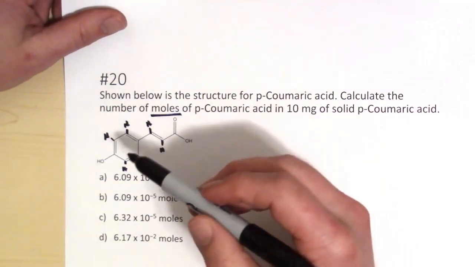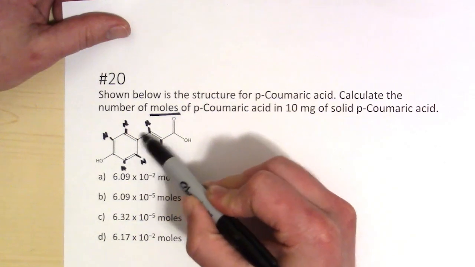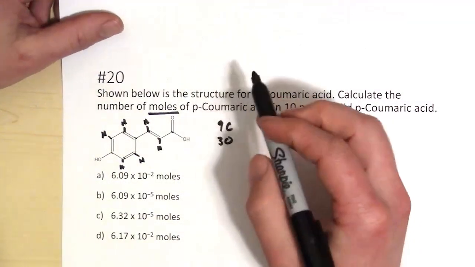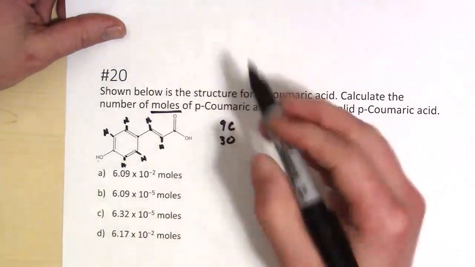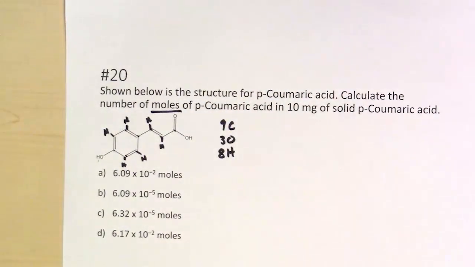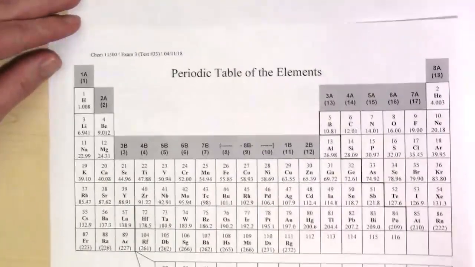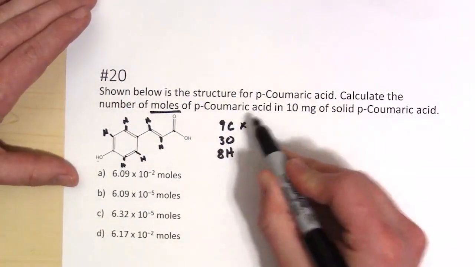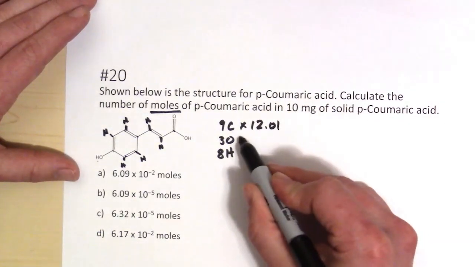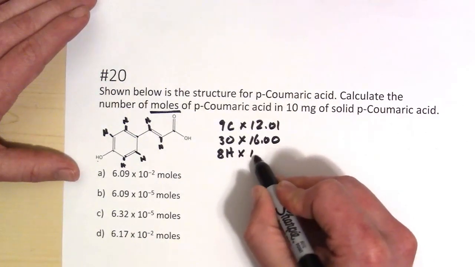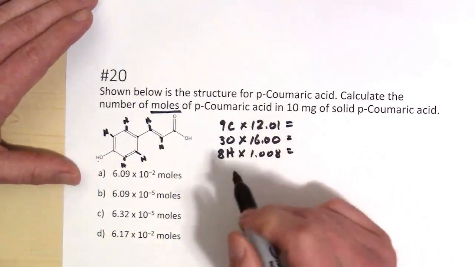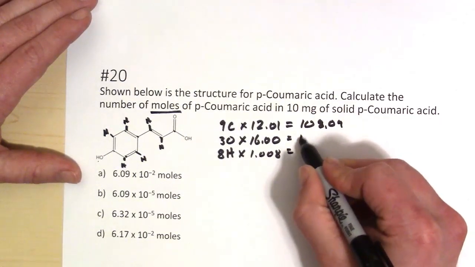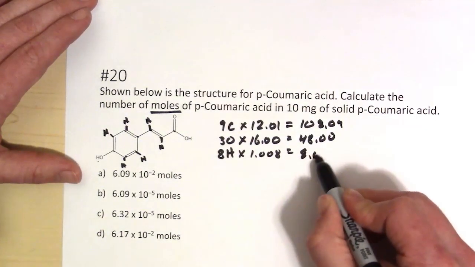So if we count up each of the atoms, we have 1, 2, 3, 4, 5, 6, 7, 8, 9 carbons. We have 1, 2, 3 oxygens. And then we have 1, 2, 3, 4, 5, 6, 7, 8 hydrogens. Taking the atomic masses for each of those from our periodic table that we get in our supplementary information, we can see that each of those carbons weighs 12.01 AMU, each oxygen is 16.00, each hydrogen is 1.008. So when we do the math for each of those, the 9 carbons are 108.09, the 3 oxygens are 48.00, and the 8 hydrogens are 8.064.